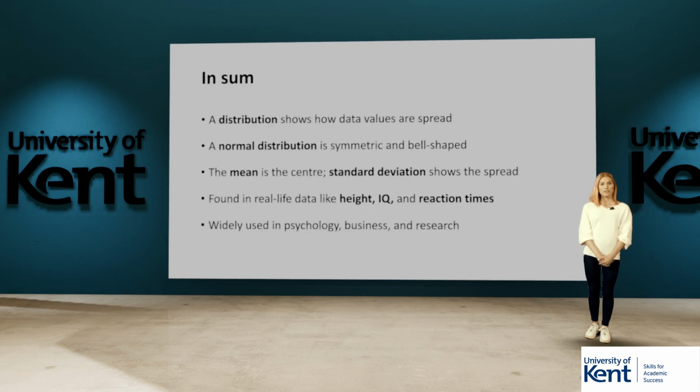To summarise, a distribution tells us how data values are spread. In a normal distribution, values are symmetrically arranged around the mean, forming a bell-shaped curve. The mean gives us the centre, while the standard deviation shows how spread out the data is. We see this pattern in real-world data like height, IQ, and reaction times. Understanding normal distribution is essential across fields like psychology, business, and research.